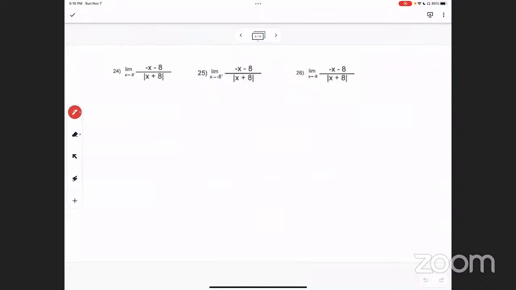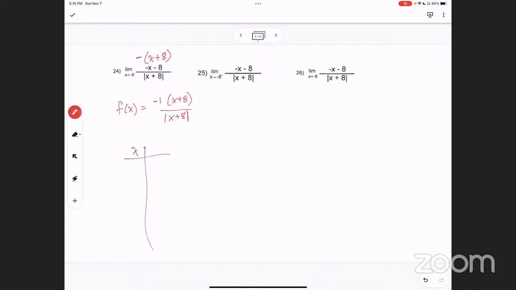Now this next one's a little different, because this is a rational function, but it's not a polynomial rational function that's got absolute value. But we can figure this out with a little analysis. First of all, I want you to notice that I can factor a -1 out of the top of this. That's really important. So really what my function is -1 times x plus 8 on the top, and then it's just absolute value of x plus 8 on the bottom. Now that's important, because let's just plug in some things and see what happens.